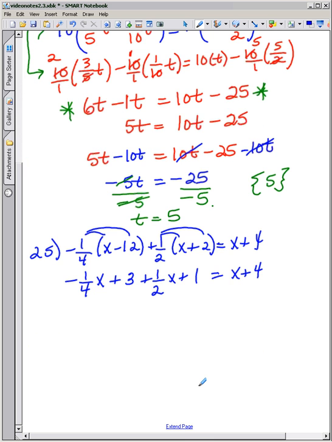Now what you can do is combine some like terms. So negative 1/4 x plus 1/2 x, even though terms could be combined, let's save it so that we can eliminate the fractions first. But we can easily combine 3 plus 1 to get a 4, and that's equal to x plus 4. So what we want to do now is change this equation to one that has no fractions. The way to do that is find the least common denominator. Least common denominator is the number that both 4 and 2 divide into, which is 4.